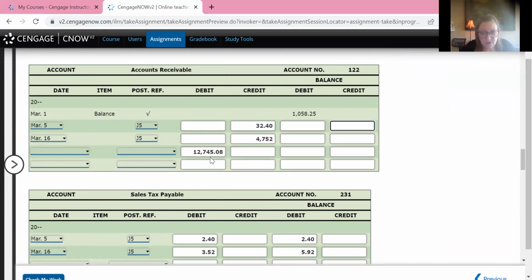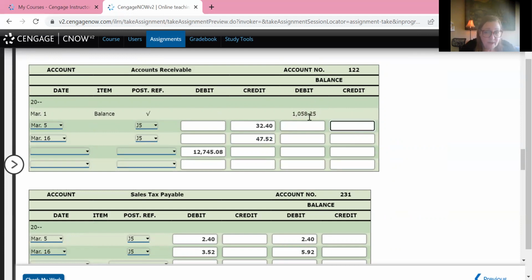So the credit balance was $32.40 after the first transaction. Then we added the second credit of, I need a decimal right there, $47.52 for the second entry. You know why this is wrong? This $32.40 over here? Because it already had a balance in it. Look at this. It has a debit balance of $1,058.25.